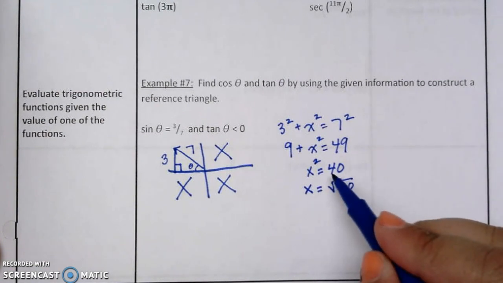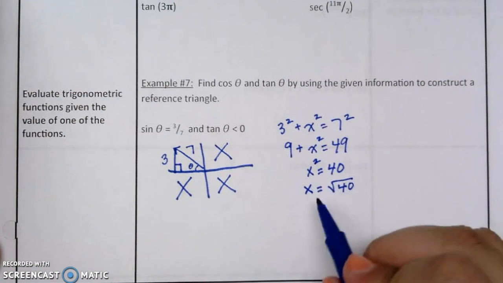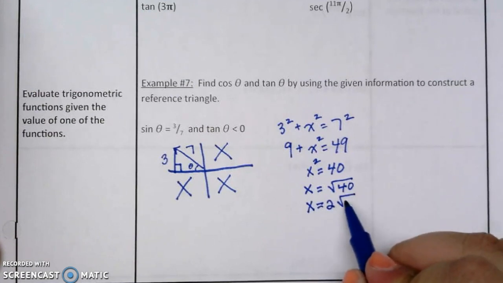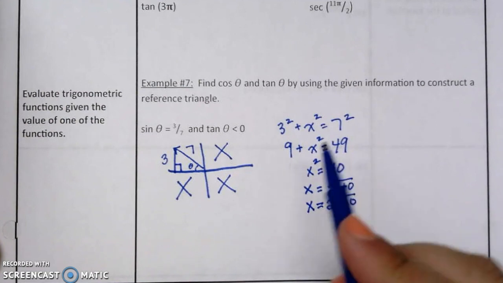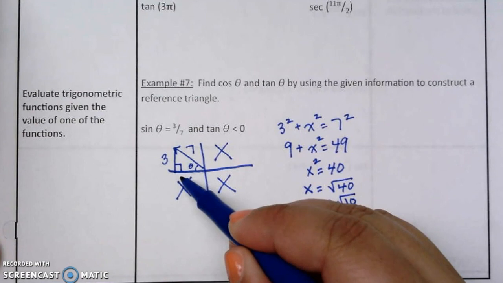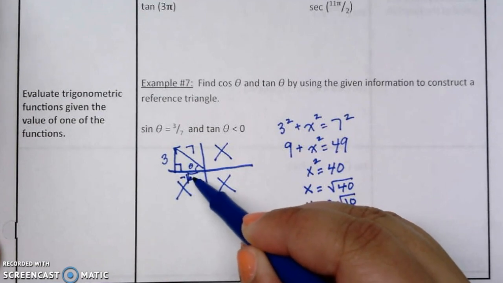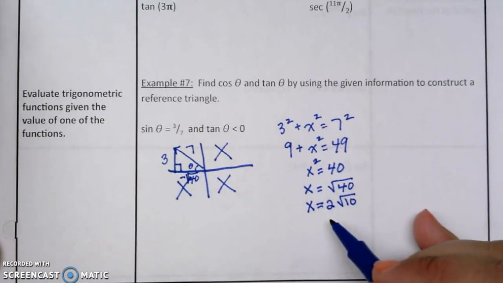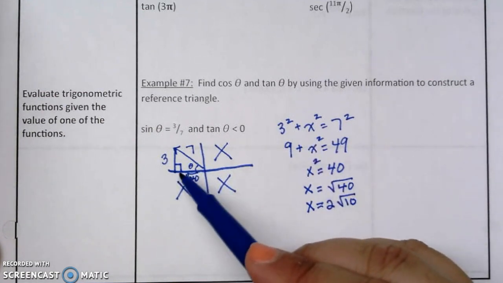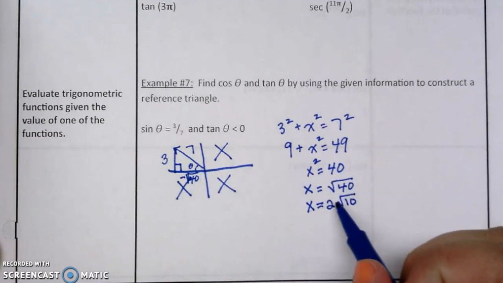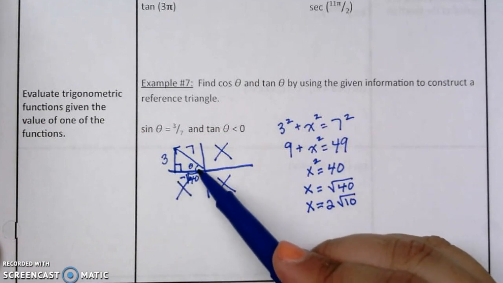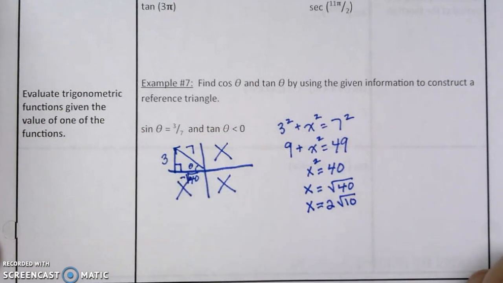We only need the positive value. Now I know that 4 is a perfect square, so I could simplify this further to x equals 2 times the square root of 10. Okay, notice this is on the negative x-axis, so our value here is negative square root of 40, or negative 2 times the square root of 10. All right, the distance of that leg is the positive square root of 40, but because it's on the negative x-axis, on our reference triangle, that leg is negative square root of 40.